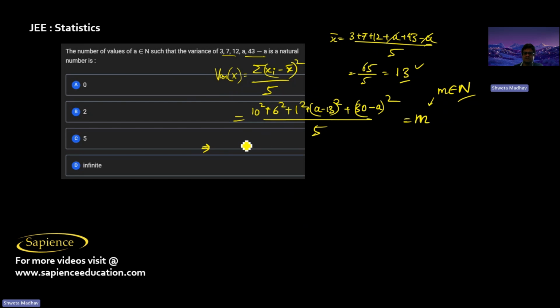So then I can say this will be 100 plus 36 plus 1, so 37 plus 100, that is 137, plus a square plus 13 square, that is 169, minus 26a, plus 30 square, that is 900, plus a square minus 60a, that is equal to 5n. So therefore this is 2a square minus 86a, and plus 900 plus 137, that is 1037.